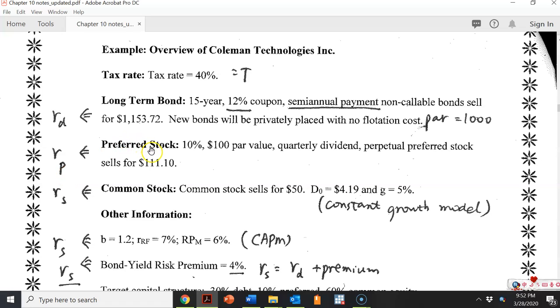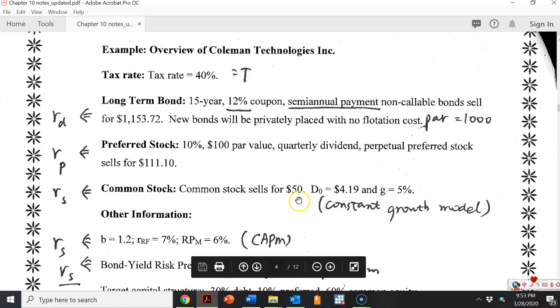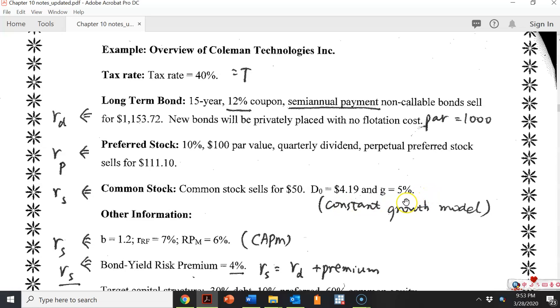It's a perpetuity. We're going to use all this information to calculate the cost of preferred stock, or the return of the preferred stock. For common stock issued by this firm, it sells at $50, and D0, the dividend just paid, is 4.19, and the growth rate is 5%. So we know it's a constant growth model. The dividends are growing at this constant rate of 5% forever. We're going to use the constant growth model to calculate the cost of common stock, R_S.